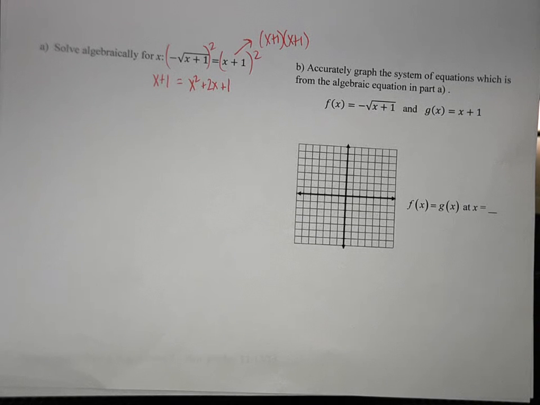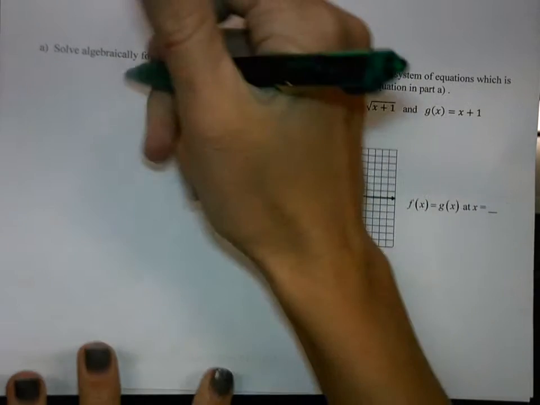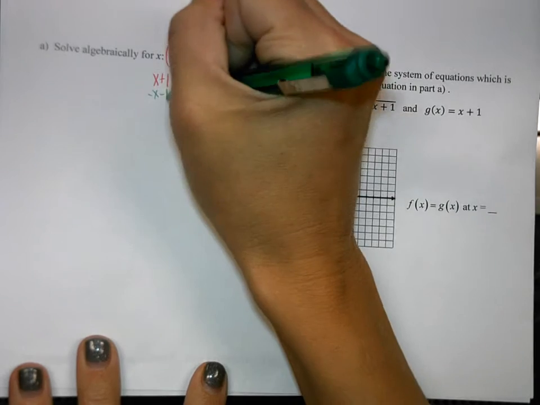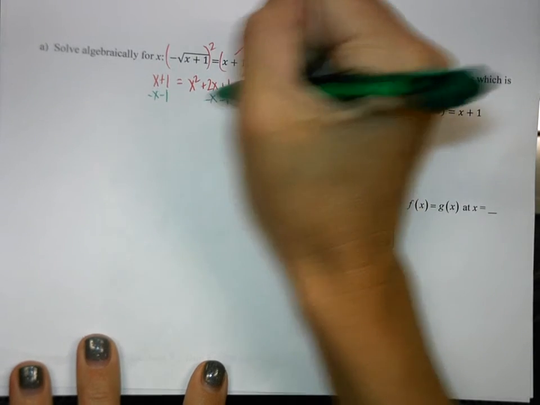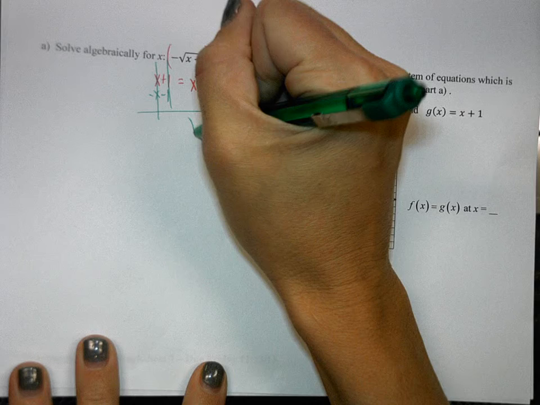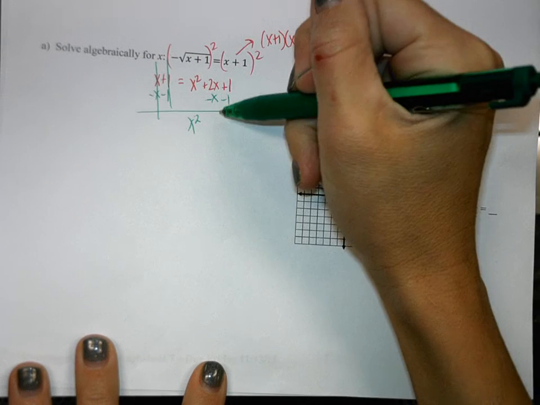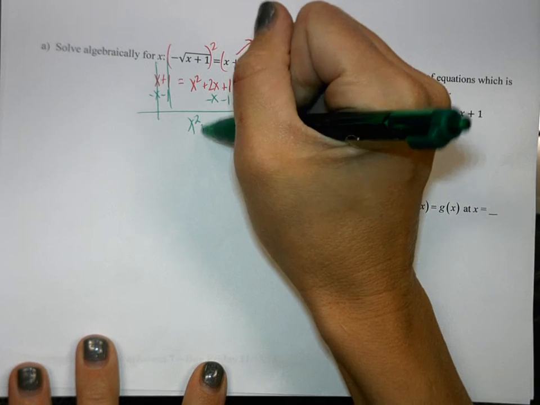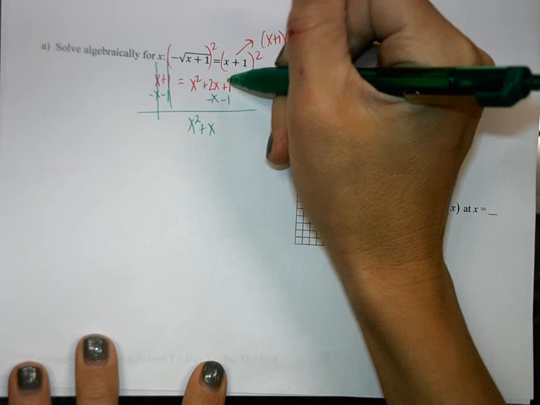And then what would I do now in order to solve this? Subtract the x and 1 plus 1. Good. Subtract x and subtract 1, so that we have it set equal to 0. Those cancel. We get x squared. What's 2x minus x? Just x. And then the 1's cancel.